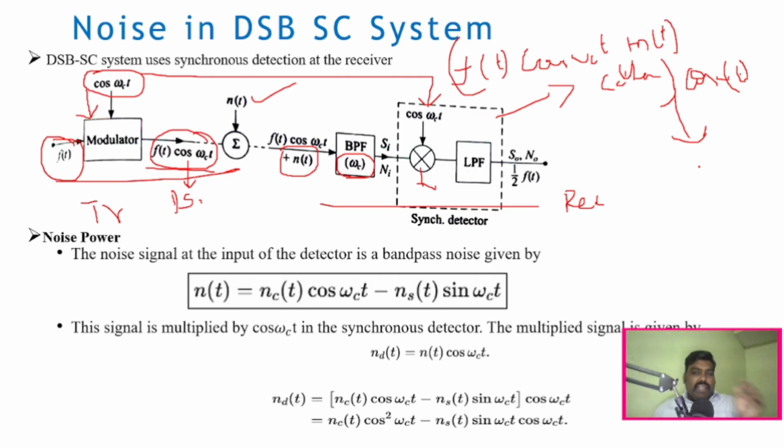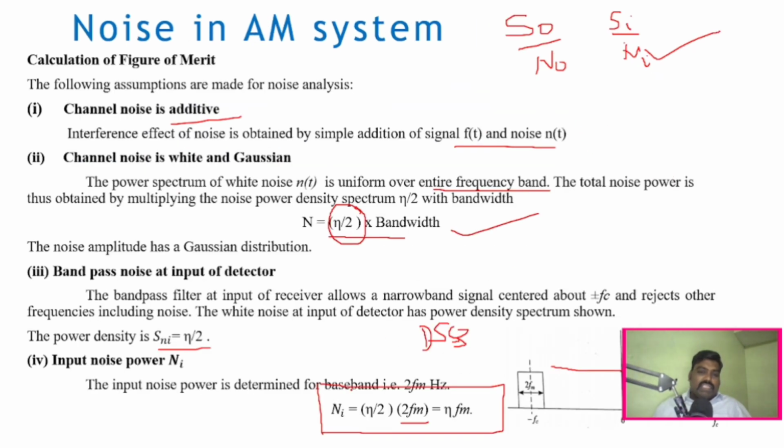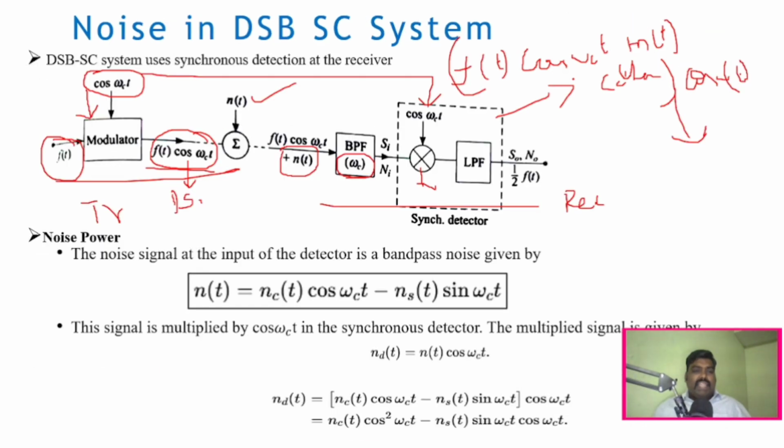Coming to the derivation, we were calculating the SNR and figure of merit. So far we have determined the input noise power. This is done. Now we have to find the signal power at the input, the signal power at the output, and the noise power at the output. Now we will calculate the noise power at the output.